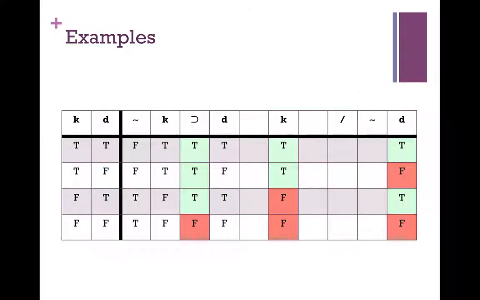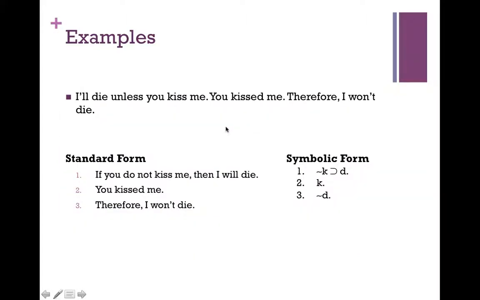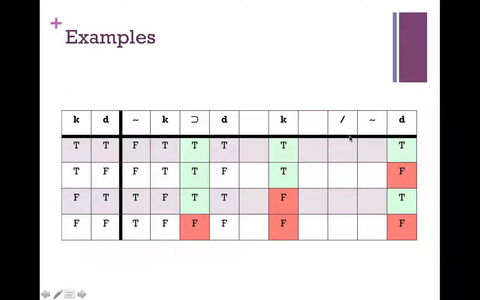And here's what our truth table is going to look like. We have our K, our D, the not K, then D. I'll just go back a slide. So not K, then D. K, therefore not D. And then we can do our truth table here. And we look to see if we have any row in which we have true, true, false. And lo and behold, right here, we have a row. True, true, false. So this argument is invalid.